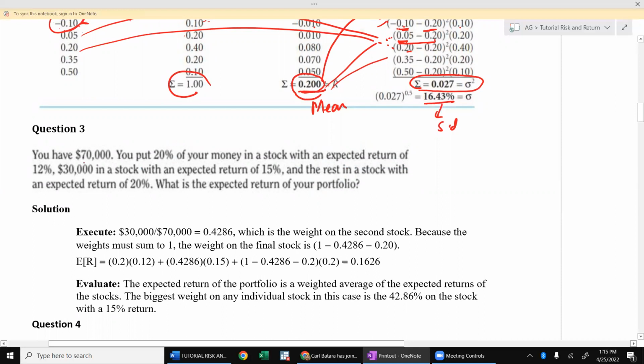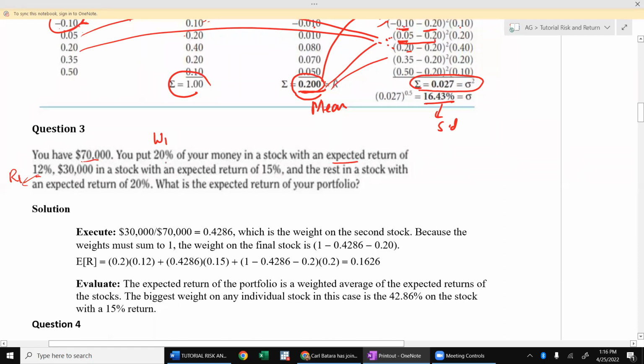So let's say you have 70,000 as your net worth. You put 20% of your money in a stock with an expected return of 12%. Okay, so this is the weight of one investment that you're going to put in this stock. The return is this one. So I call it w1 and r1.